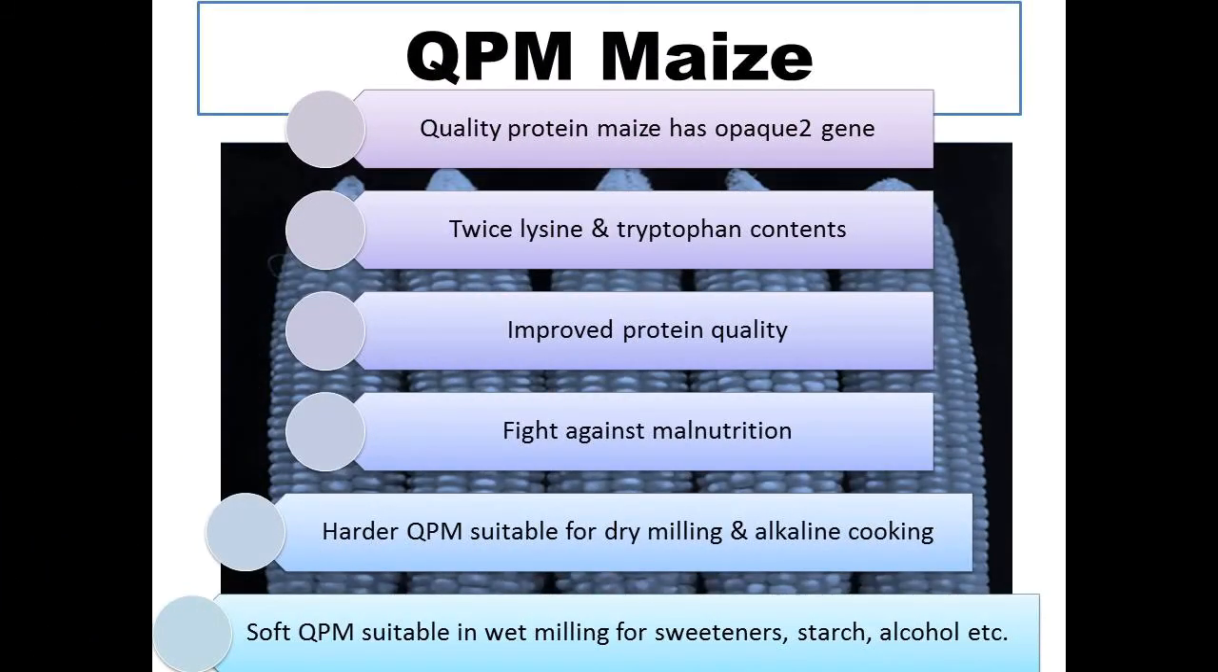QPM maize is also called quality protein maize. It has more lysine and tryptophan than normal maize, which is due to the presence of the opaque 2 gene. In this way, the quality of the maize grain is improved, which is useful to overcome hidden hunger or malnutrition of essential amino acids. QPM is also available in hard and soft categories. Hard QPM is suitable for dry milling and alkaline processing, whereas soft QPM is suitable for wet milling and to prepare different sweeteners, starch, and alcohols.